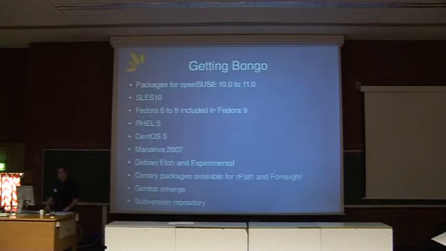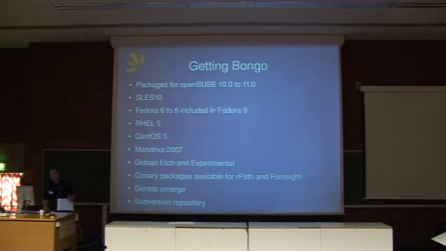If you want to get Bongo, well, thanks to the OpenSUSE build service, we offer RPM packages for all the SUSE derivatives from 10.0 right the way through to SLES 10. We offer Fedora 6 through to 8, and hopefully it will be included in Fedora 9. We offer RPMs for Red Hat Enterprise 5 and CentOS 5, Mandriva 2007, and Debian Etch. Bongo is in Debian Experimental, and we're hoping to add the likes of Ubuntu shortly.